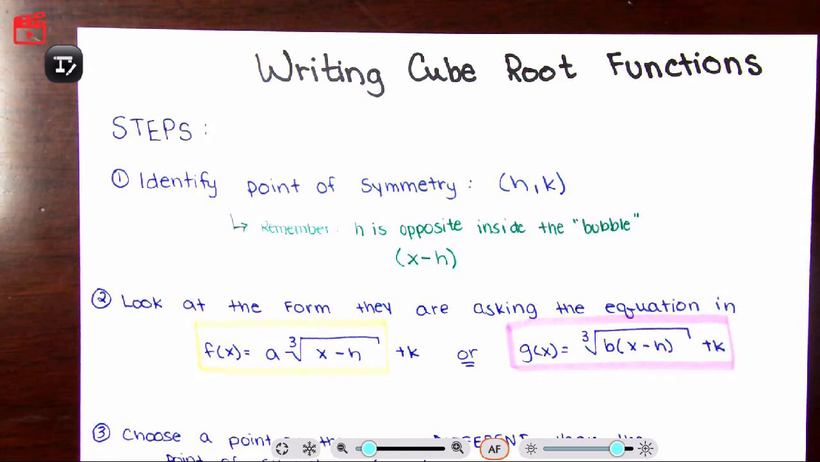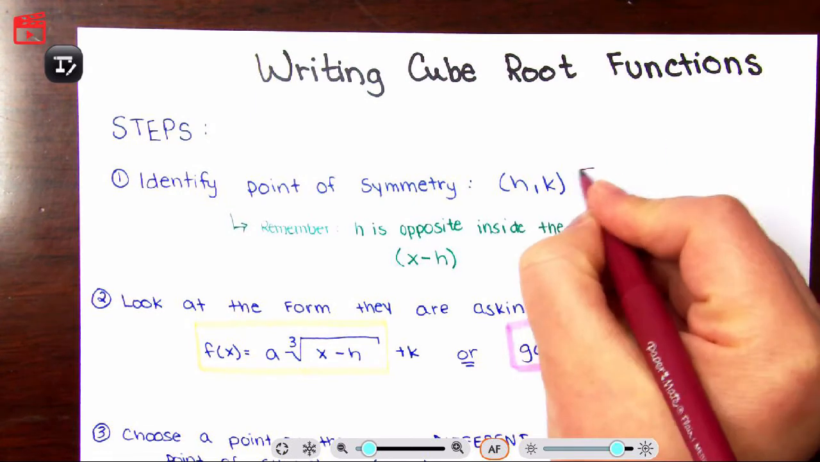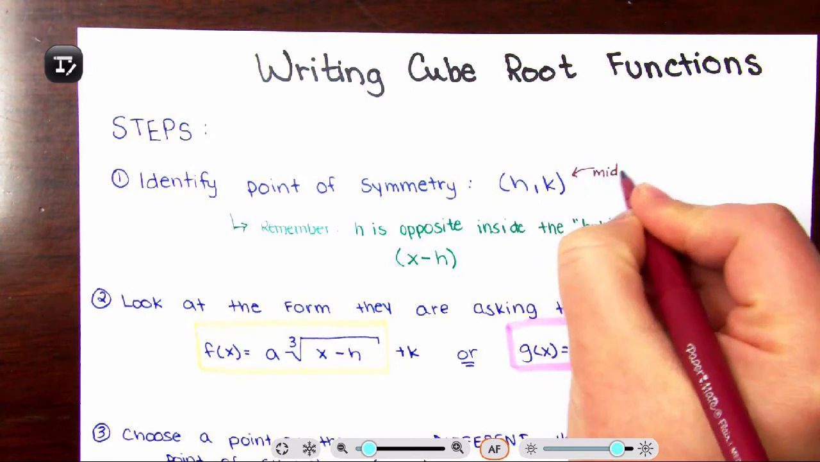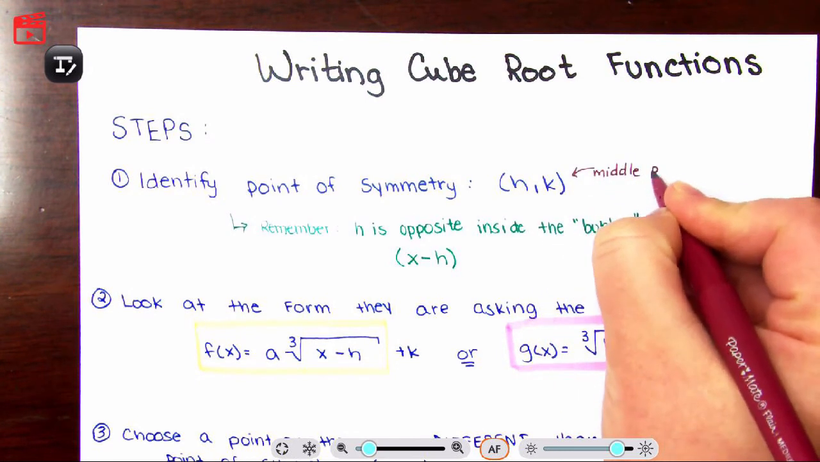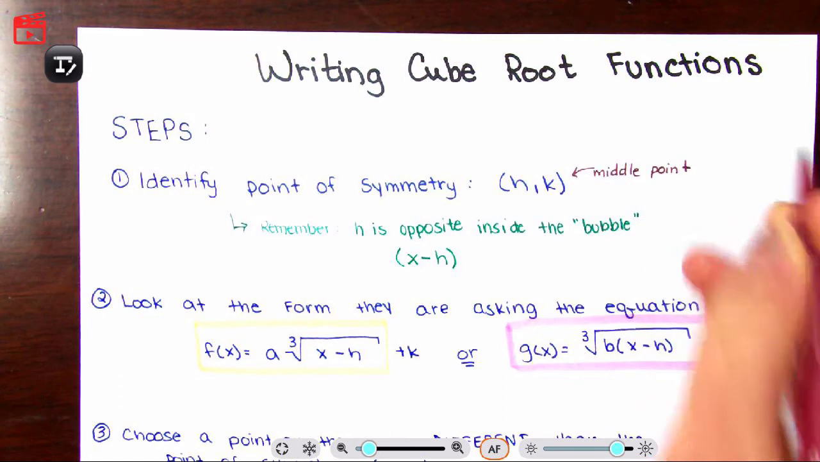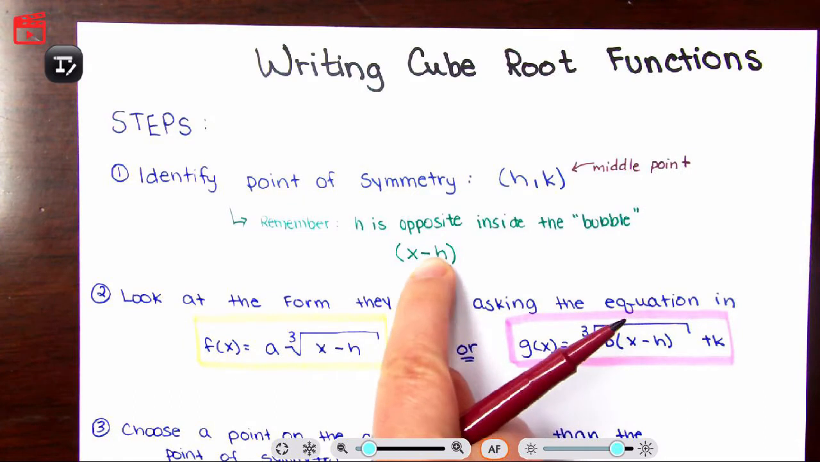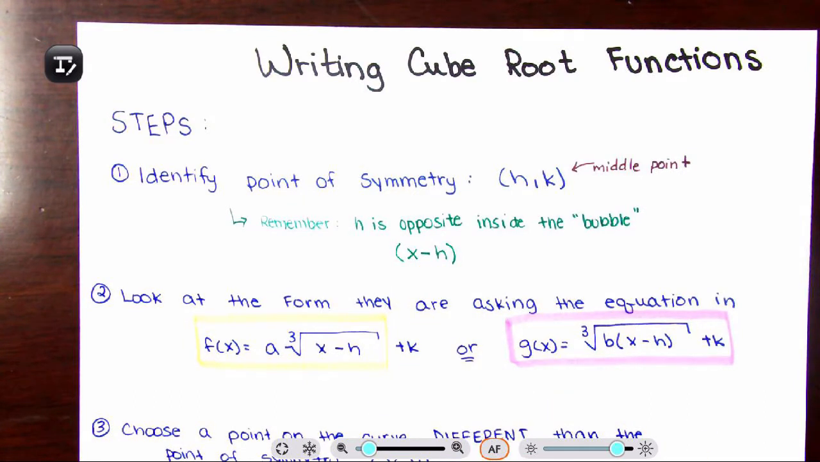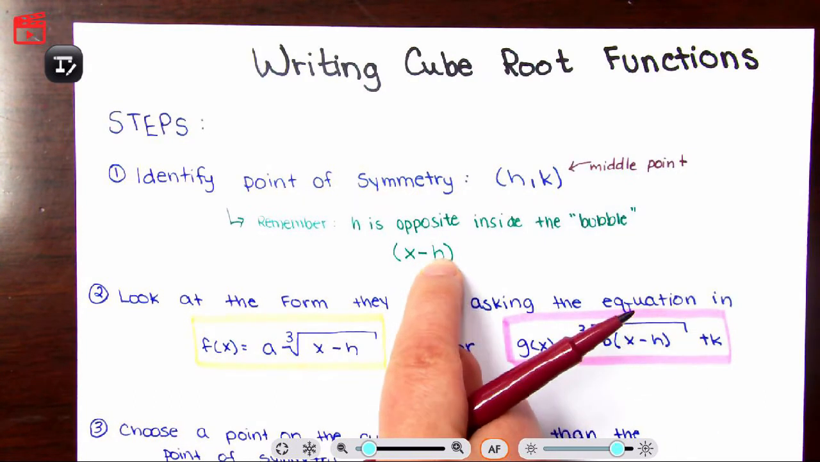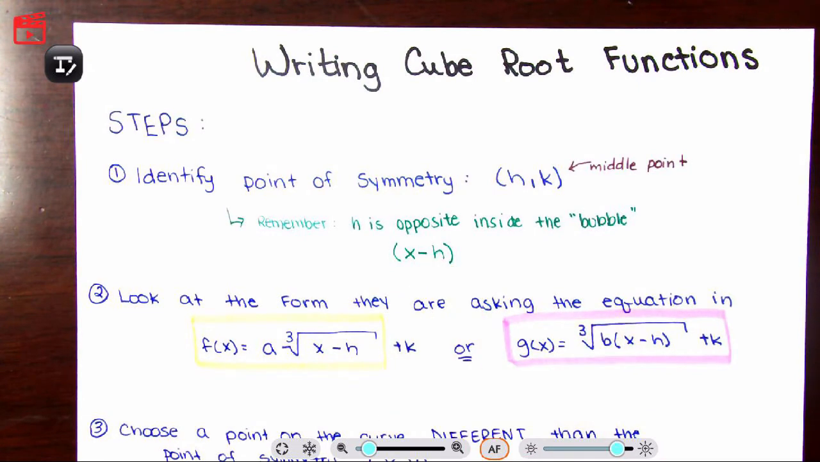So step number 1 is identify the point of symmetry. So that's going to be your middle point. Remember that h is the opposite inside the bubble. So if you see a positive h in here, you're going to write a minus h. If you see a negative, you're going to see a positive h. And that is because h itself is not attached to the minus. So when you put in h, it kind of flips the sign.